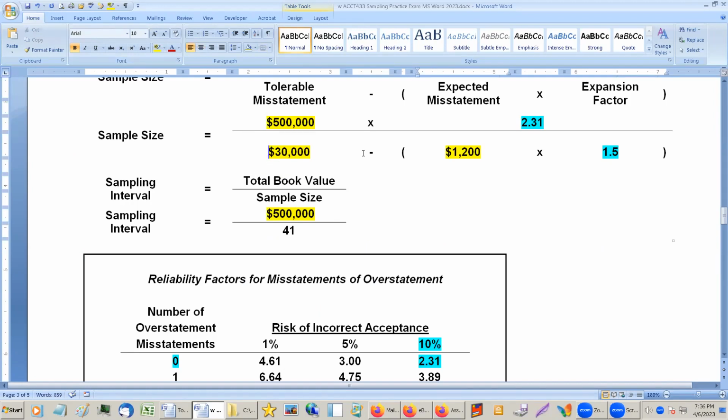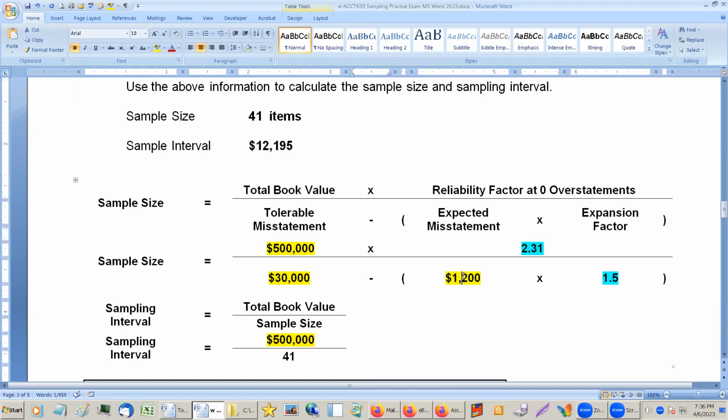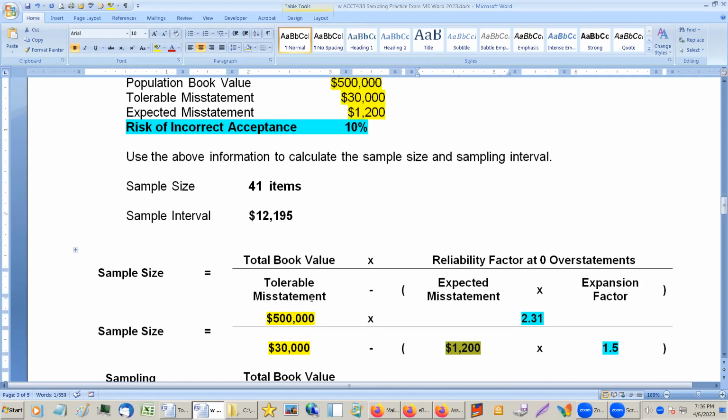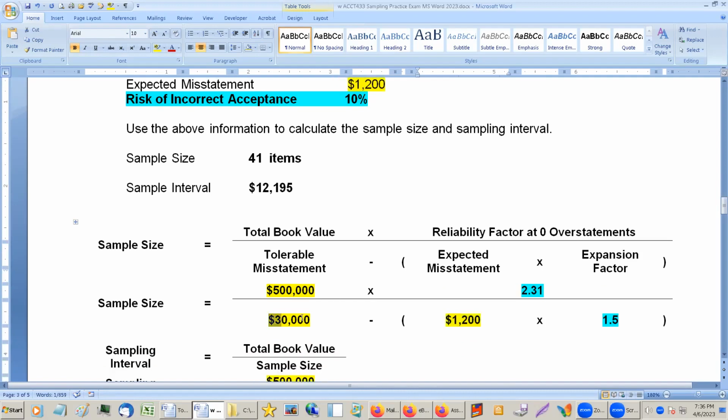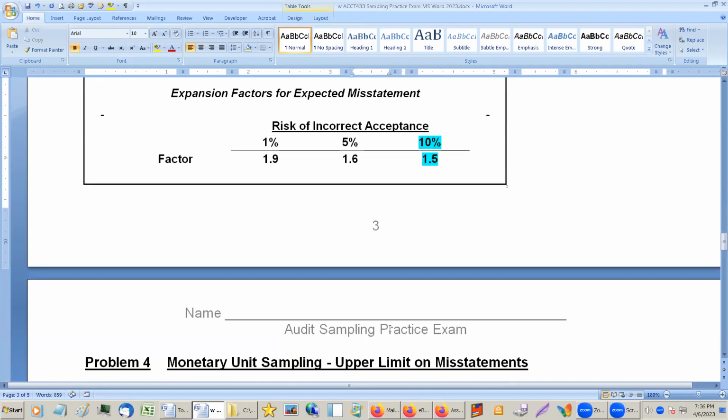Another thing, make sure you subtract the expected misstatement, but times the expansion factor. And you'll notice that the higher this expected misstatement is, the bigger the sample is going to be. At some point, if it gets large enough, you're not going to want to use this method because you're going to have to take too many items. Just as an example, if it was, say, more than 30,000 for these two, it'd be infinitely large samples. So, okay.